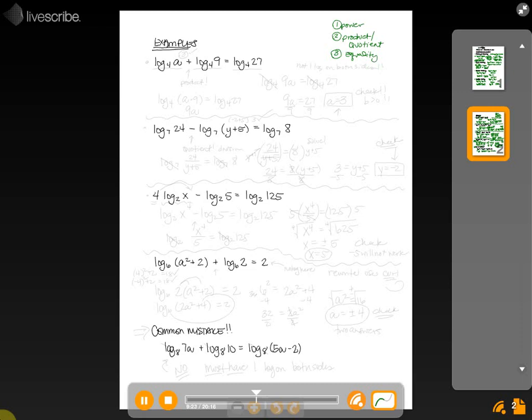So let's look at our four examples here. The first one we've got is log base 4 of a plus log base 4 of 27... sorry, plus log base 4 of 9 equals log base 4 of 27. Notice that there's not one log on both sides. So we can't just cancel them out. We can only cancel them out when there's one log on both sides. And the left-hand side has two logs. So we're going to go through our properties. We're going to start with the power property.